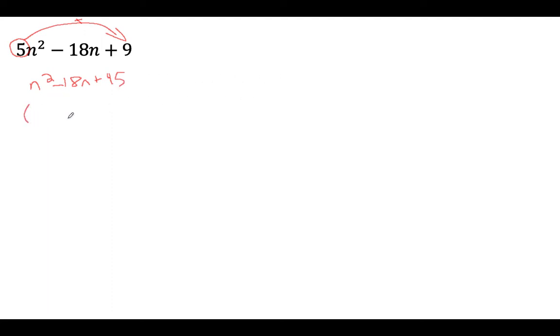So let's start our template. Well, we know it's going to be an n and an n. And to multiply to get a positive number, they either both have to be negative or both have to be positive. But they add to be a negative number, so they're going to have to both be negative. Okay? And so let's think of numbers that multiply to 45, add to negative 18.